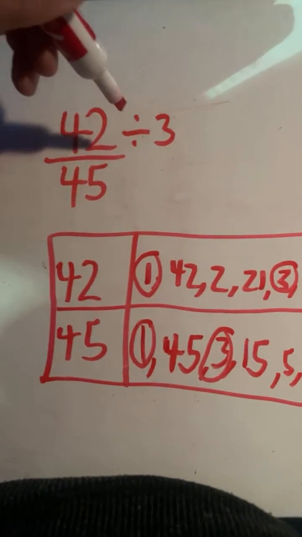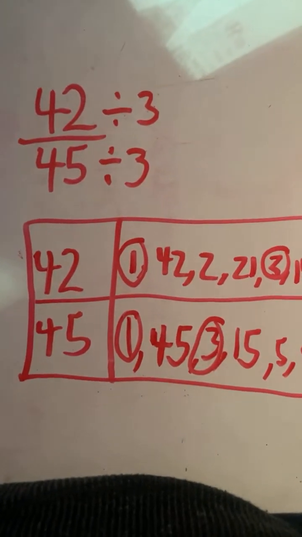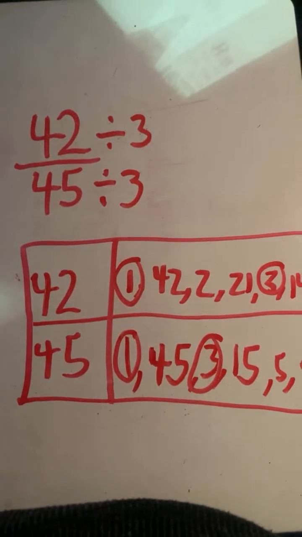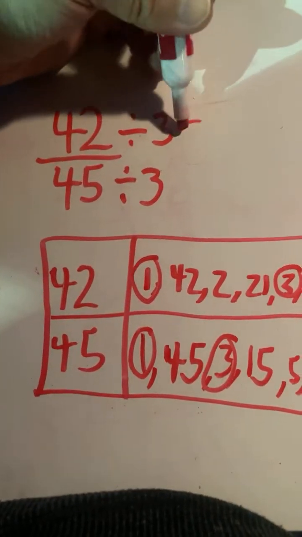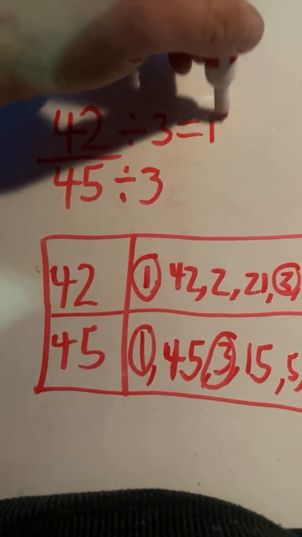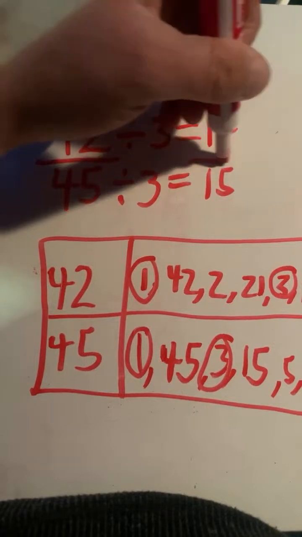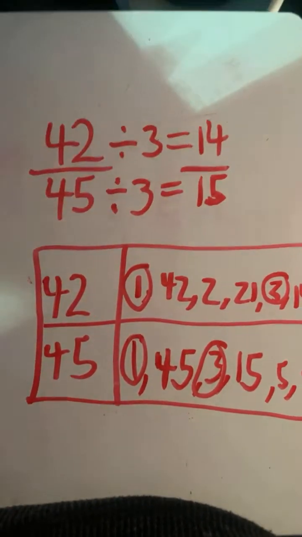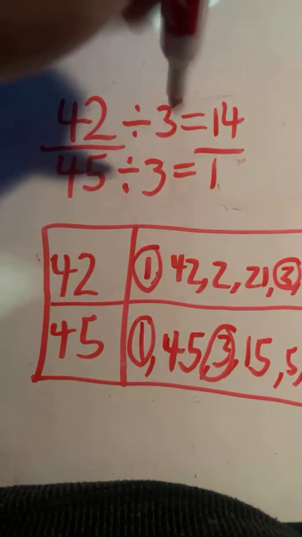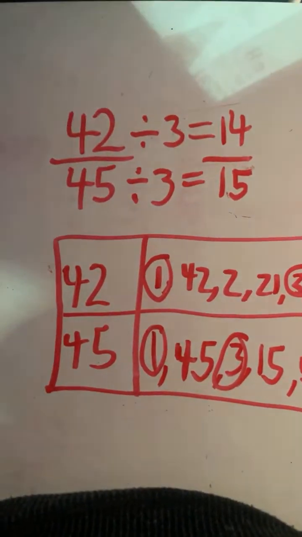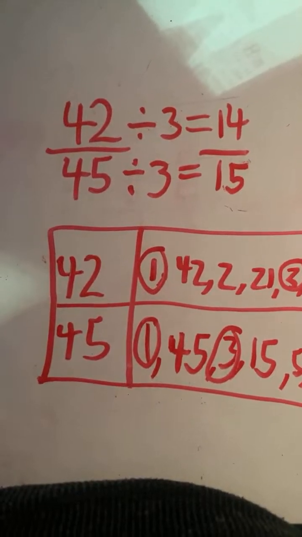So we're going to do 42 divided by 3 and 45 divided by 3. So 42 divided by 3 equals 14, and 45 divided by 3 equals 15. So we have our final answer. Let me make that 5 a little bit neater. It is important to make your writing as neat as possible. 42/45 reduced to lowest terms equals 14/15.